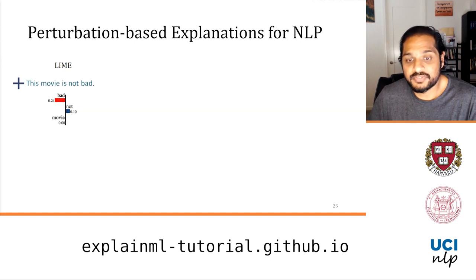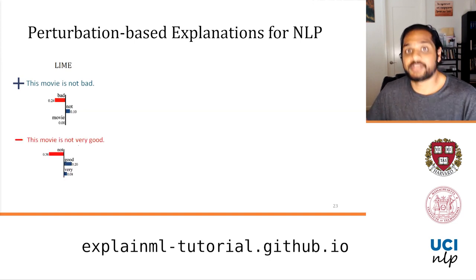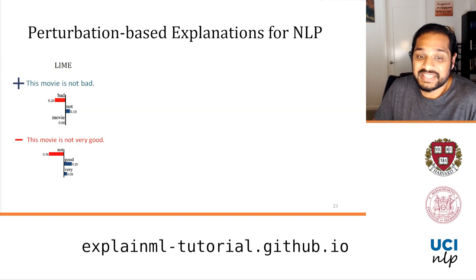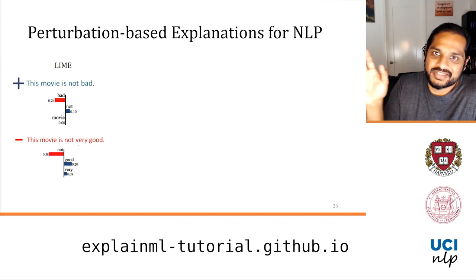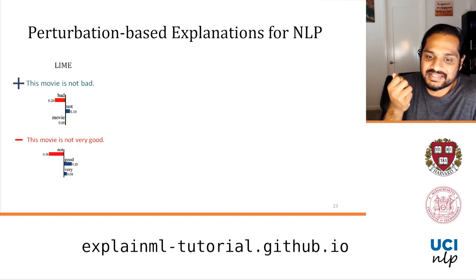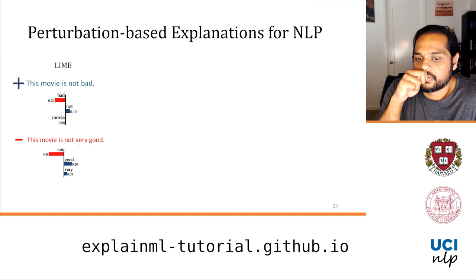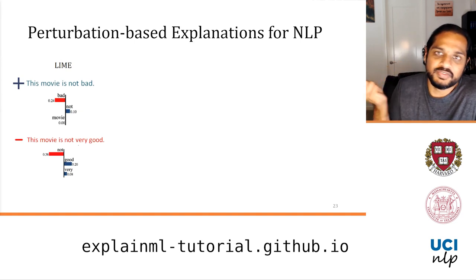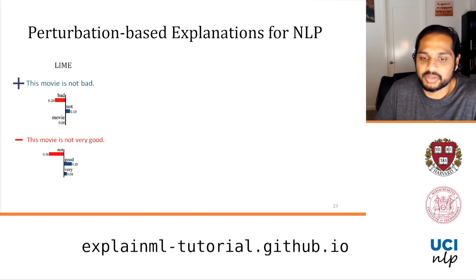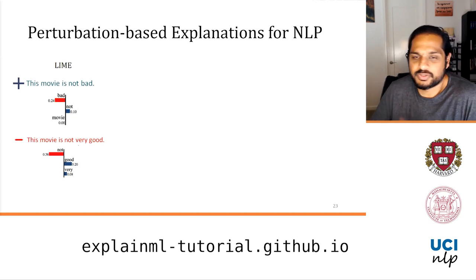But of course, if you write a different review where you say this movie is not very good, this is a negative review. And in this case, very good are positive, but not acts as a word with negative polarity, and so it's making this whole review negative. And that's why not acts as a negative here. So it's a very local explanation of what's happening.